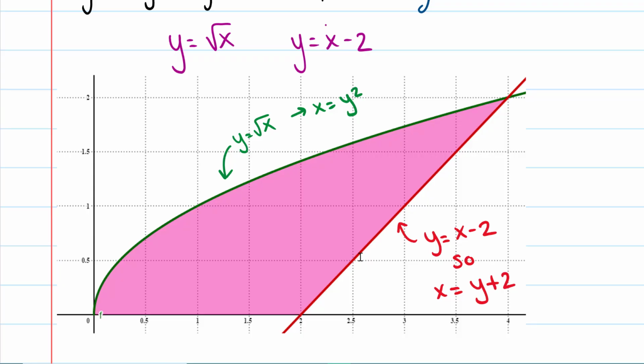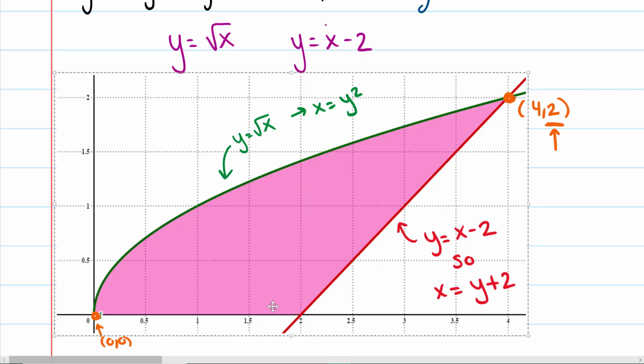Because we're going to integrate with respect to y, we need all our variables in terms of y. It's also important to remember that this coordinate right here was (4, 2). We're going to be looking at the y value this time. And my smallest y value is 0. So we're going to be integrating from this value here all the way up to this y value right here.